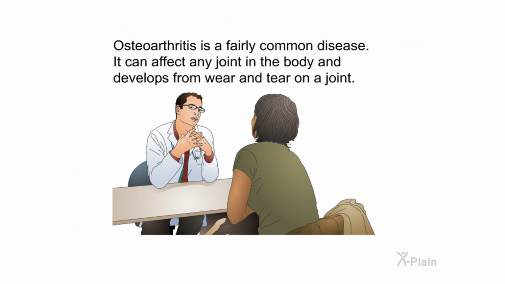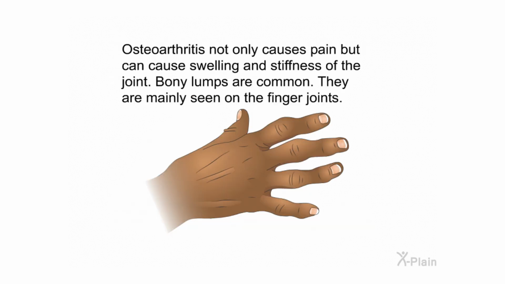Summary. Osteoarthritis is a fairly common disease. It can affect any joint in the body and develops from wear and tear on a joint. Osteoarthritis not only causes pain, but can cause swelling and stiffness of the joint. Bony lumps are common. They are mainly seen on the finger joints.